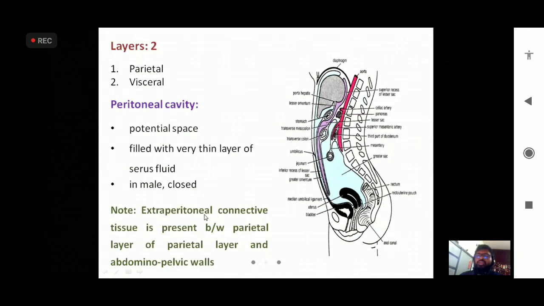Now, extraperitoneal connective tissue is present between the parietal layer of the peritoneum and the abdominopelvic wall. So suppose this one is the abdominopelvic wall. This is the anterior abdominal wall, this is the posterior abdominal wall, and this is the pelvic wall. And this is the parietal layer, and this is the visceral layer of the peritoneum. We know that extraperitoneal connective tissue should be outside this parietal layer and below this abdominal wall, right? So this is the place of the extraperitoneal tissue, and this is actually the peritoneal cavity.